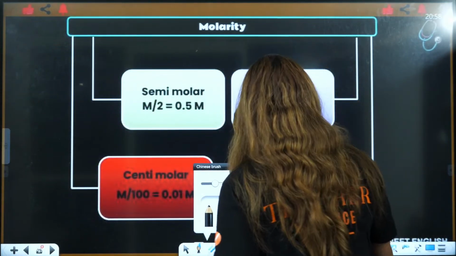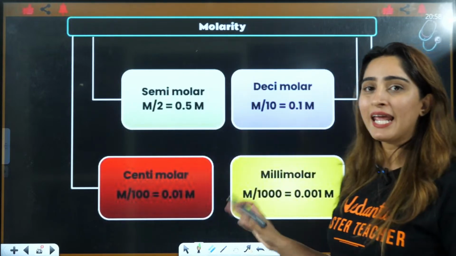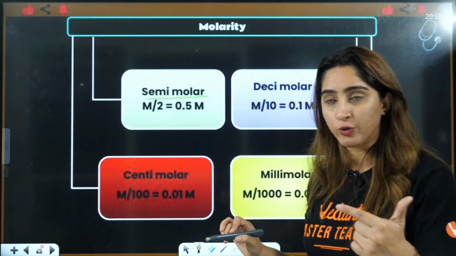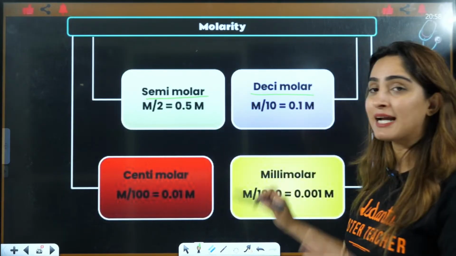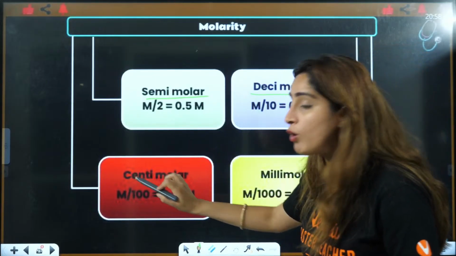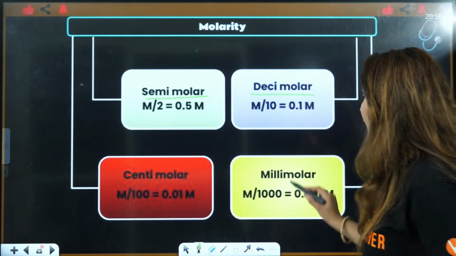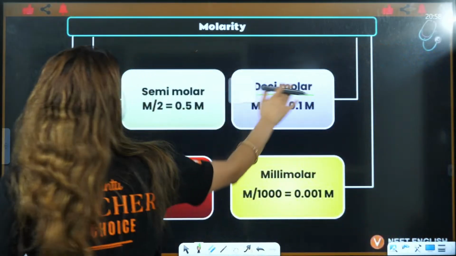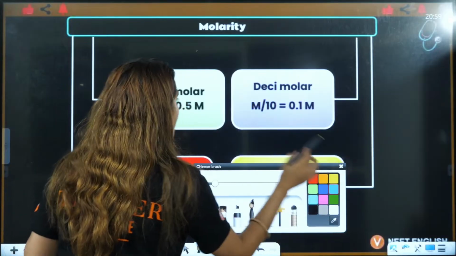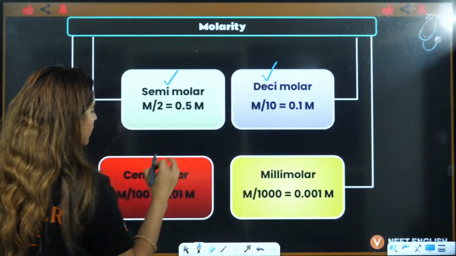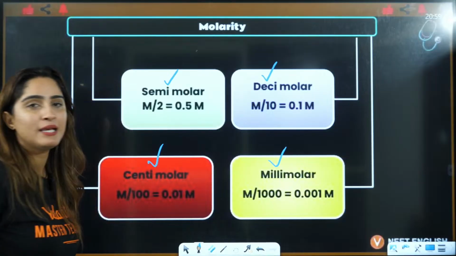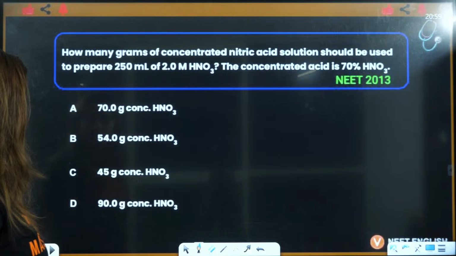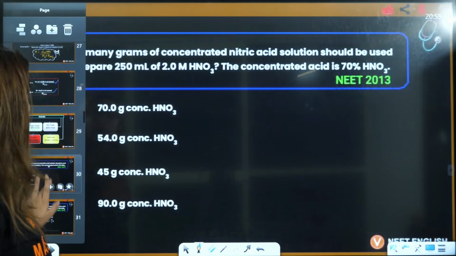Now, let's see this here. If molarity is given in the question as semi-molar, that means we are talking about M by 2. If they're talking about decimolar, that is M by 10. Centimolar means M by 100, and millimolar means M by 1000, okay? So all these things should also be in your tips. What is semimolar? What is decimolar? What is centimolar? What is millimolar?